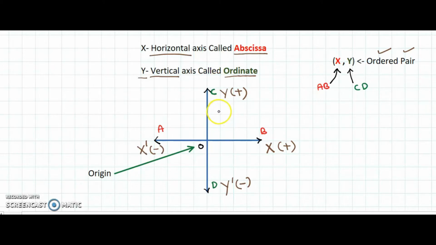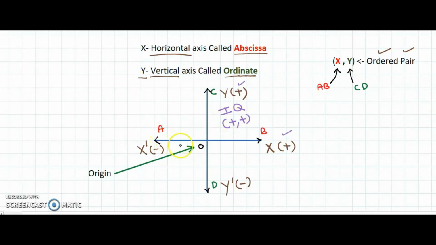This is called the first quadrant. I am mentioning it as 1Q. In the first quadrant, as I have already mentioned, we take the ordered pair with the x value first and the y value afterwards. You can see in this first quadrant the value of x is what? Positive, whereas the value of y is what? Positive. Hence we get both values positive in the first quadrant.